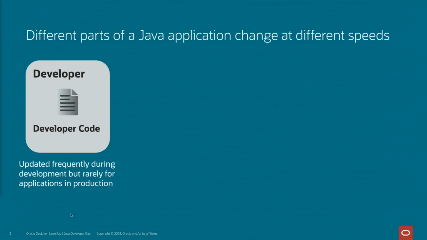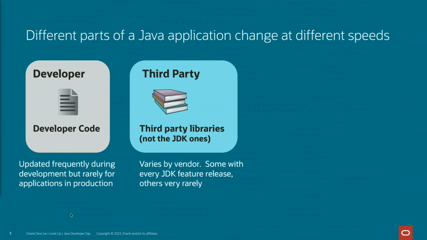A running Java application is the result of the collaboration between different components. You have the developer code, which is what everybody thinks of as the application, right? And rightly so, that's where all your business logic is, all that stuff that's unique to you. But nobody writes everything now. You use some third-party libraries, and they'll be updated whenever the vendor wants to update them.